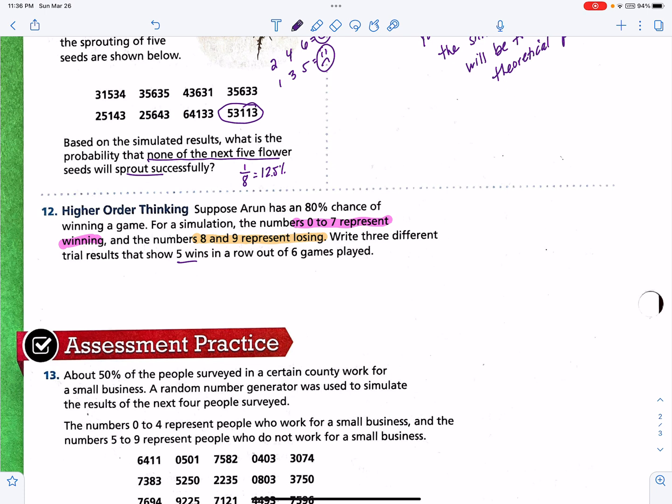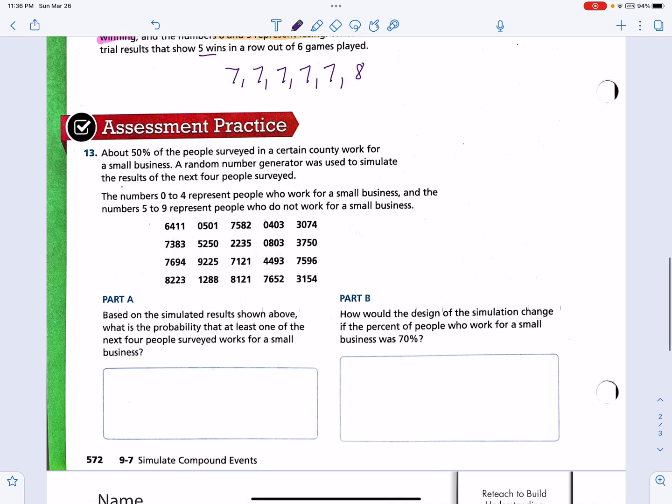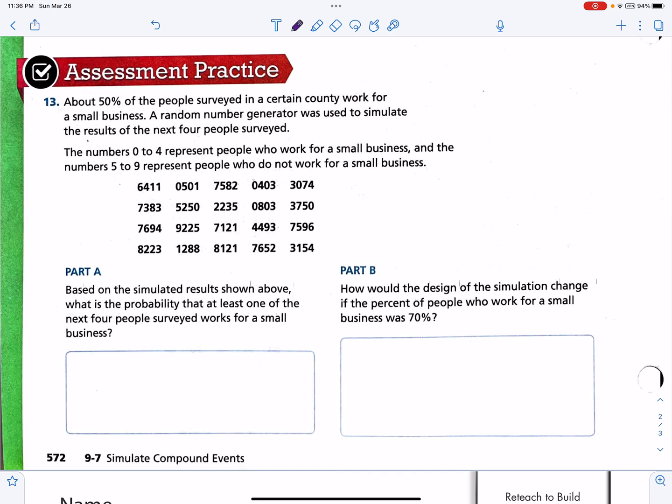A win is anything 0 to 7, so I could just do 7, 7, 7, 7, 7. That's 5 wins, and 1 loss will be the number 8. Okay, and there we go. You could have done a whole bunch of things as long as you showed 5 wins and 1 loss.